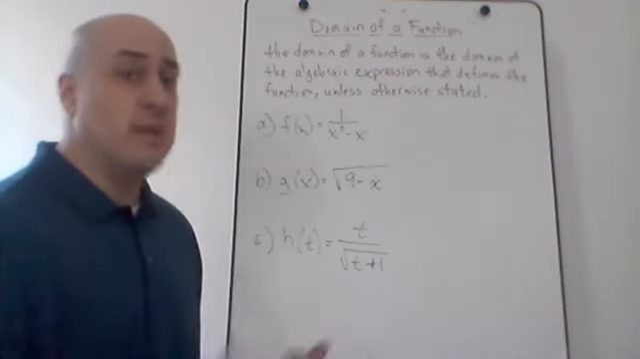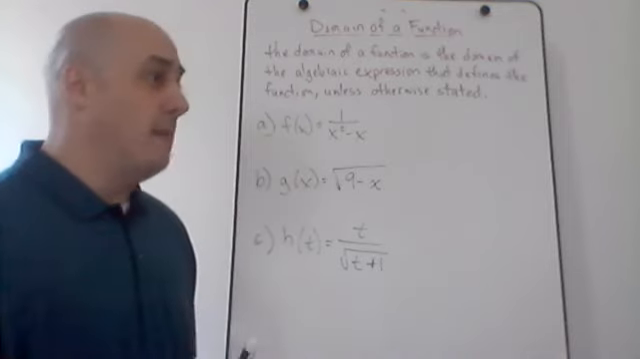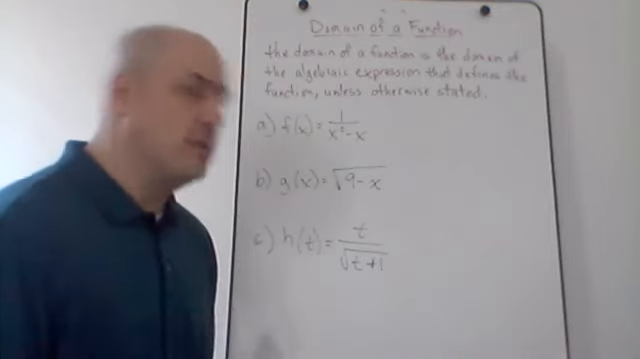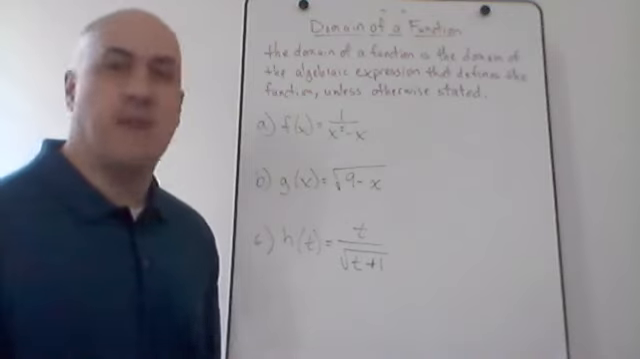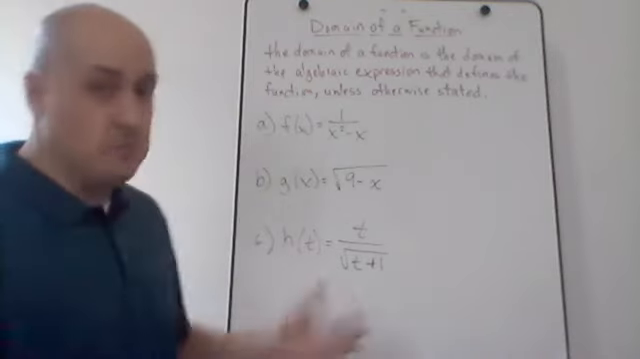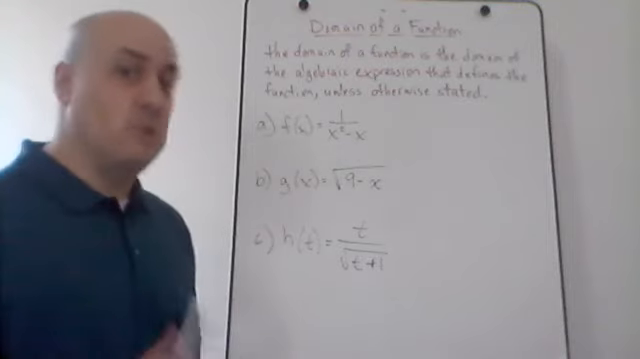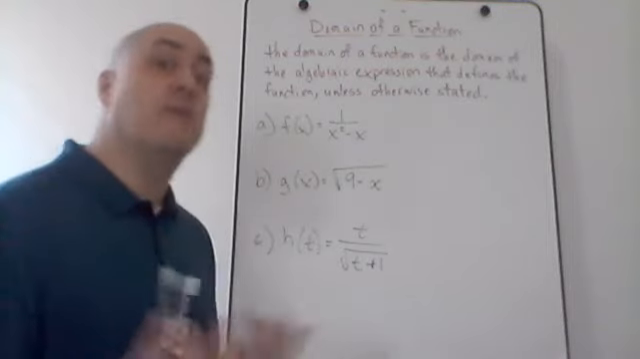So if you haven't seen that one yet, you might want to go look at it, the domain of an algebraic expression, where we looked at rational expressions and square root expressions and how to find the domain of those special types of expressions. Like I said, the examples we're going to do here are basically the same type of thing, except now, instead of talking about the domain of an expression, we're talking about the domain of a function.